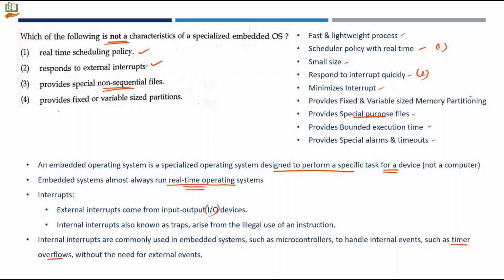What about the fourth one? It provides fixed or variable sized partitions. Yes, it is available here. So the third statement is alone missing in this list. We can mark option number 3 as the right answer. This option is not a characteristic of specialized embedded OS.